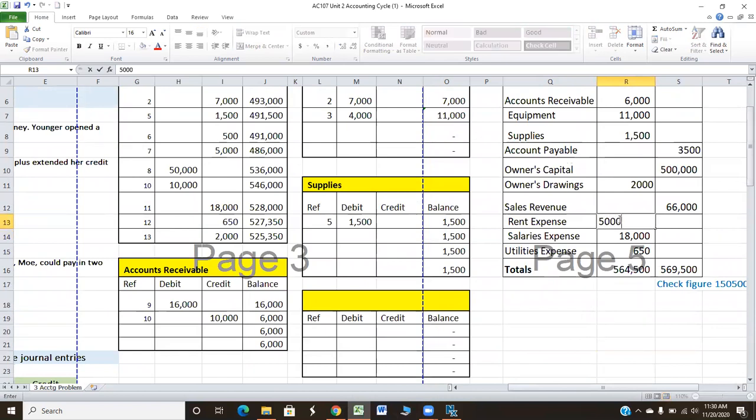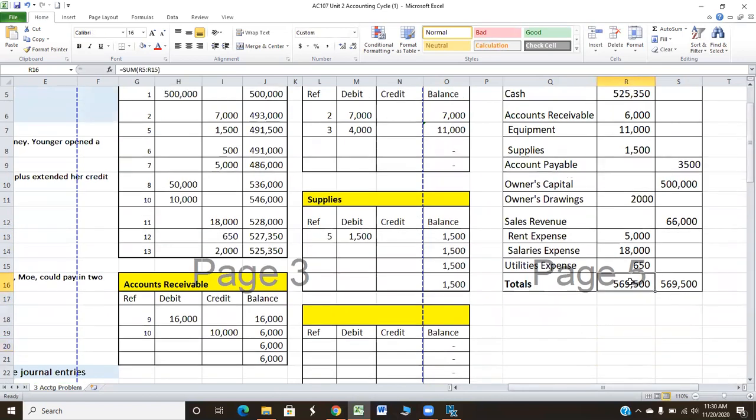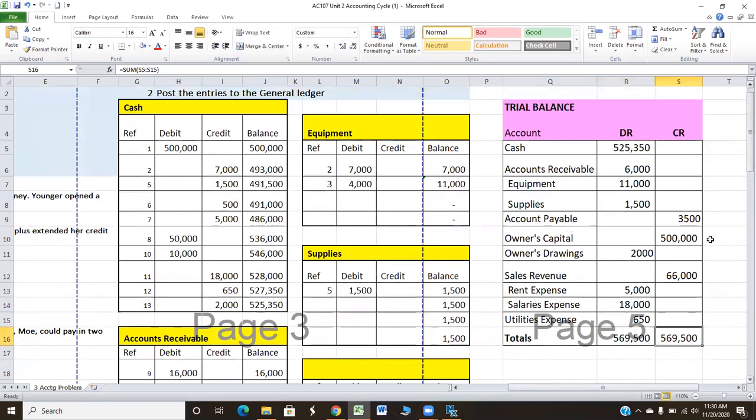All right, the big reveal. Once I hit enter, the total debit should equal the total credits. Bam. Ignore this check figure because that's for your assignment. Since I changed the figures, it won't be that number. But look, the total debits equal the total credits. If the total debits don't equal the total credits, something either was posted wrong in the ledger when you moved it over, or something in the journal entries is wrong. There's no circumstance where the debits should be more than credits or less than. It always has to equal.